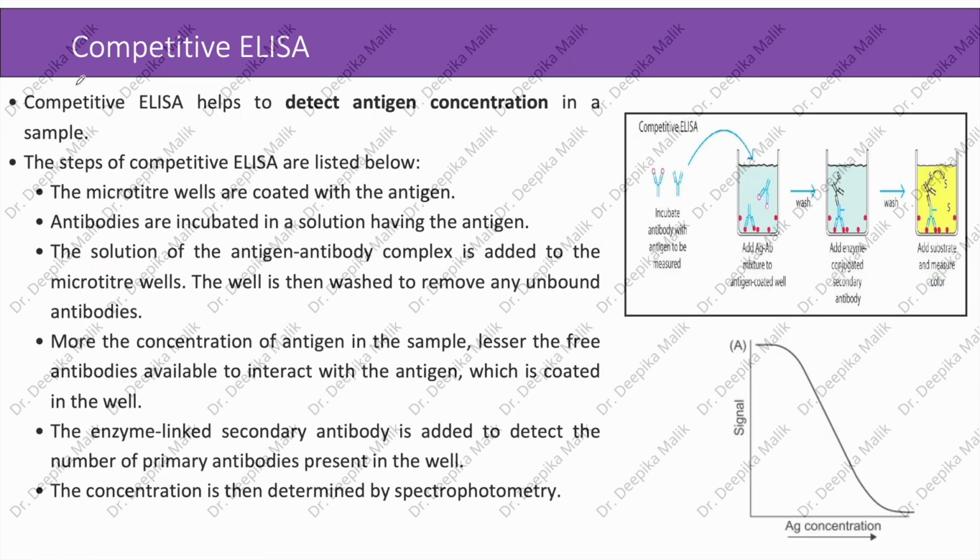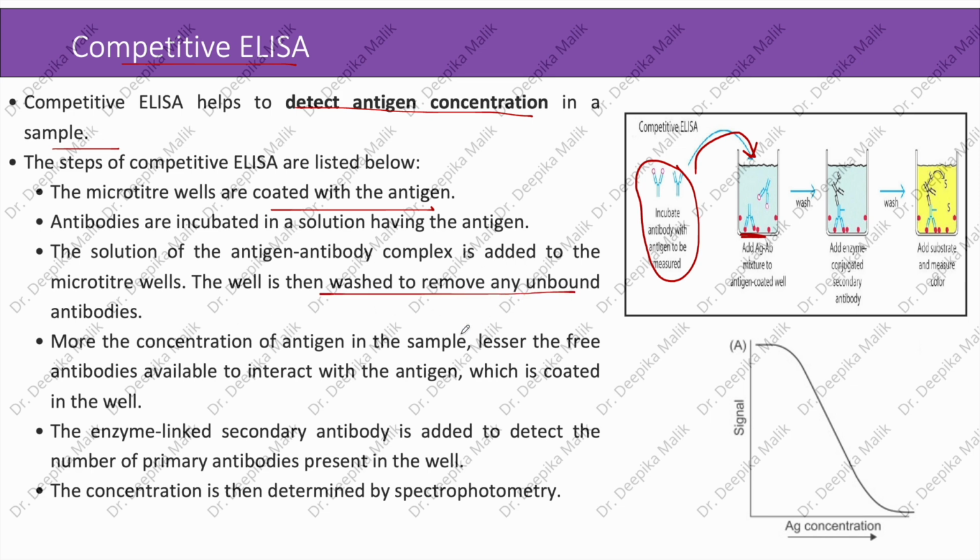Competitive ELISA helps to detect antigen concentrations in a sample. The steps of competitive ELISA are: first, the microtiter wells are coated with the antigen. Antibodies are incubated in a solution having the antigen. The solution of the antigen-antibody complex is added to microtiter wells. The well is then washed to remove any unbound antibodies.